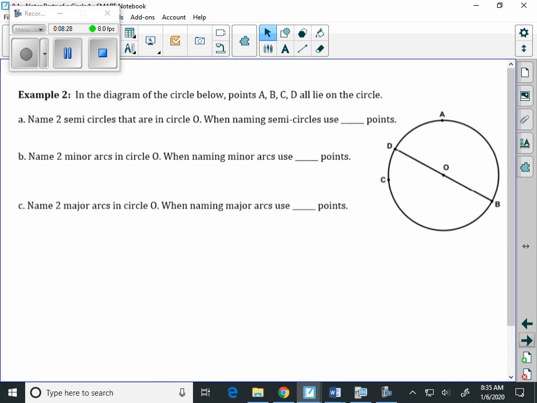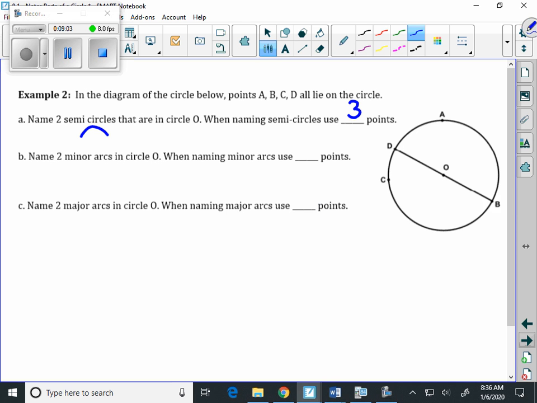So if we look at example number 2 here, it says in the diagram below, points A, B, C, and D all lie on the circle. This is circle O because that is what the center of the circle is. And it says name 2 semicircles that are in circle O. And when we name semicircles, we use 3 points to do that. So semicircle, we can say is arc. So here's our symbol of arc. It looks like an arc.